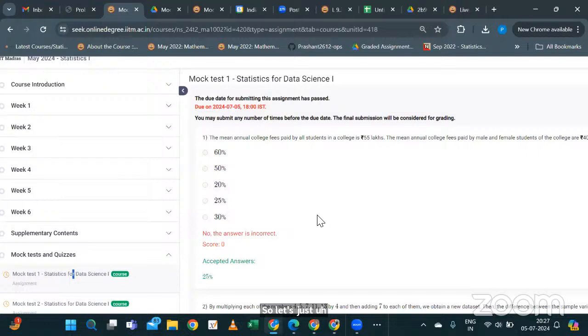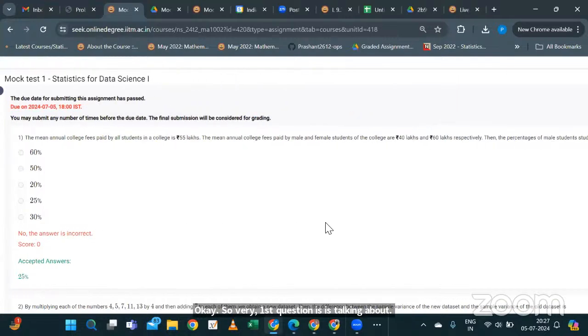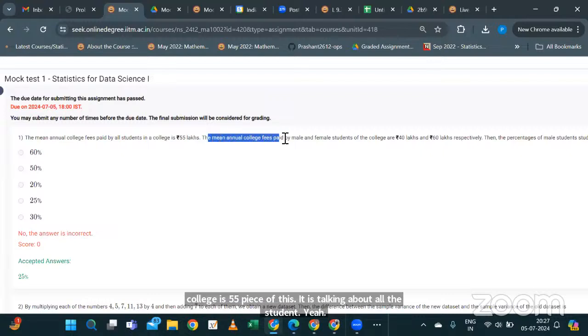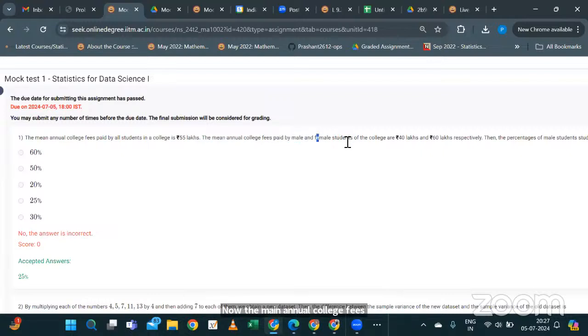Okay, so the very first question. The key thing is you just have to go with basic formulas and basic concepts. You should be clear with that. Just say what the question is saying. The mean annual college fees paid by all the students in the college is 55 lakh rupees. So it is talking about all the students. Now the mean annual college fees paid by male and female students of the college are 40 lakh and 60 lakh respectively. So we can talk in terms of x and y.